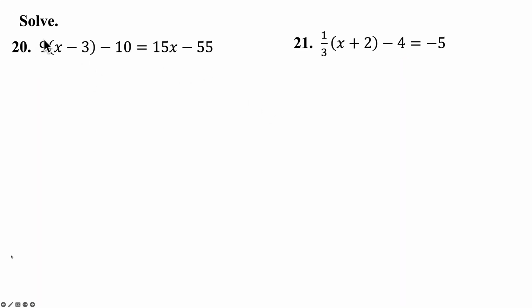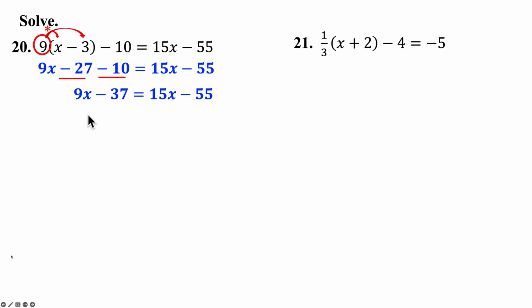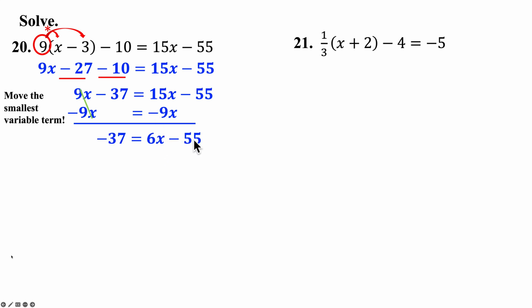20. Okay. Can I divide by 9? No. There's a minus 10. So we have to do the distributive property. 9x minus 27 minus 10. Combine these to become a minus 37. Now between 9x and 15x, 9x is smaller, so we're moving it over to the right-hand side. Negative 37 is going to equal 6x minus 55.